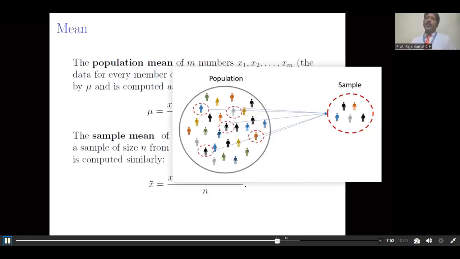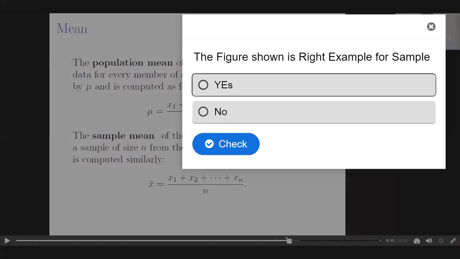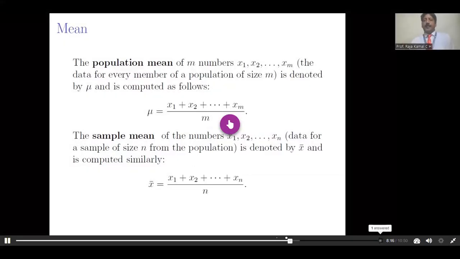So when the total population is small, and you want to find out the mean value of the total population, you can use the formula mu. The total population mean is represented with the symbol mu. Mu is equal to x1 plus x2 and so on, total values, total variables, divided by m. M is the count.